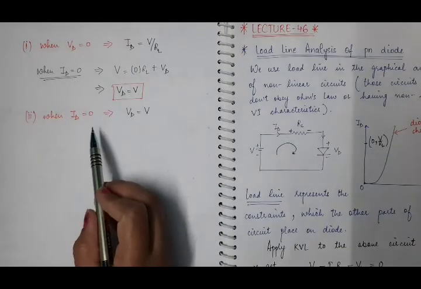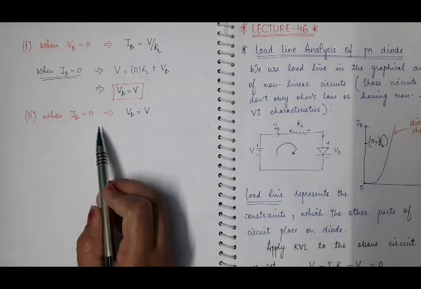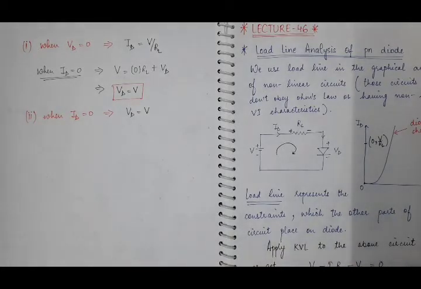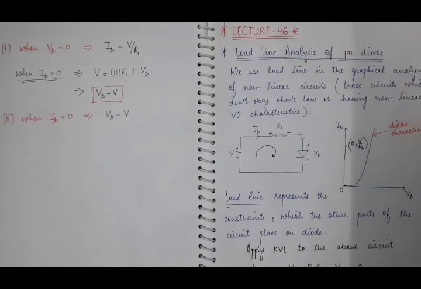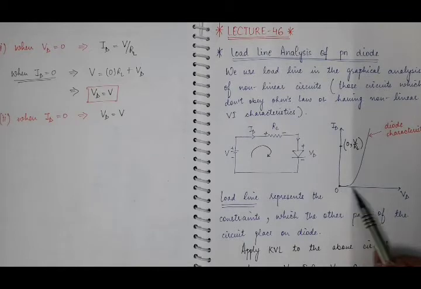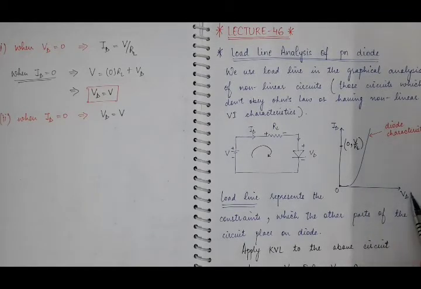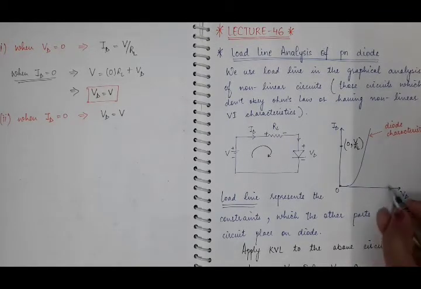Now represent this point on the VI characteristics of the diode. So ID is 0 on the x-axis. At that time VD is equal to V. So suppose this point lies here. This is the point when ID is 0, at that time VD is V.